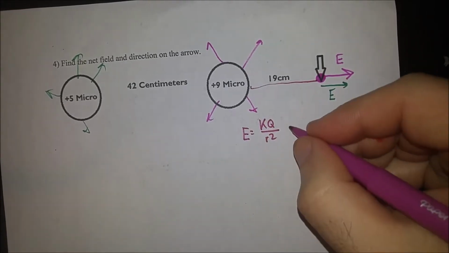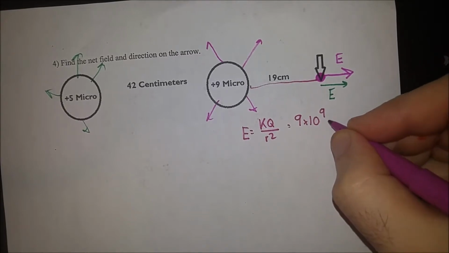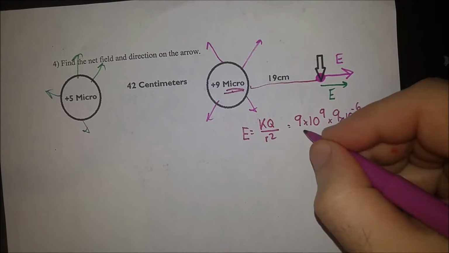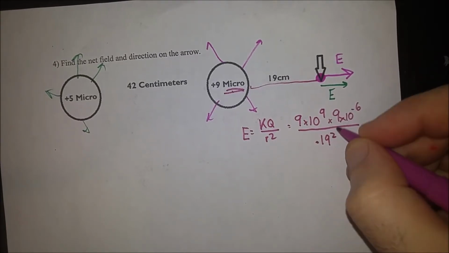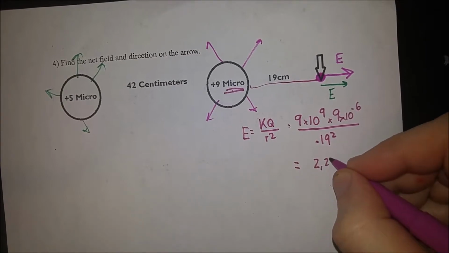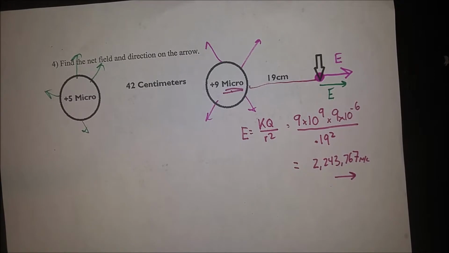kq over r squared, that's my r. It's not radius, it's distance. K we know. Q is in micro, so we're going to do that 10 to the minus 6. And the distance, we're going to convert to meters. Now, when I find that out, that is 2 million something. And that field is to the right at that point because it's going away from the positive charge.